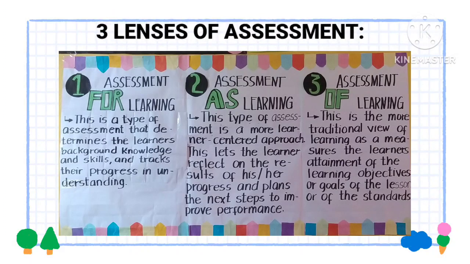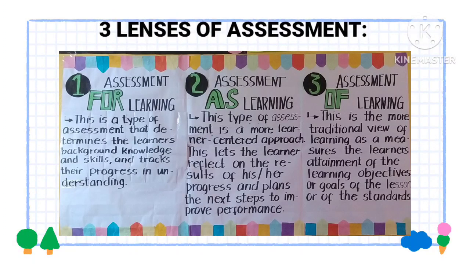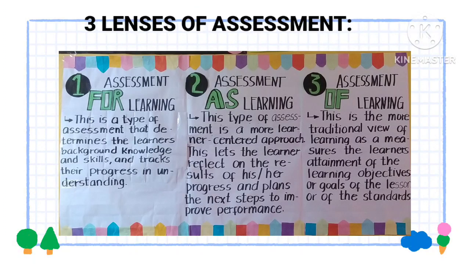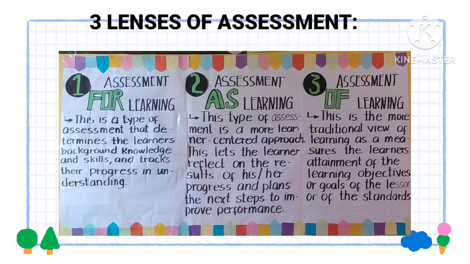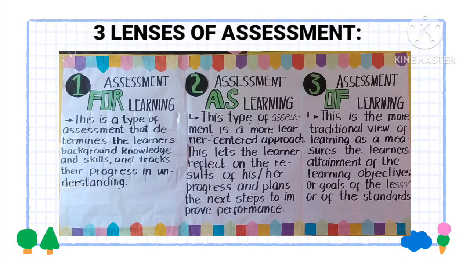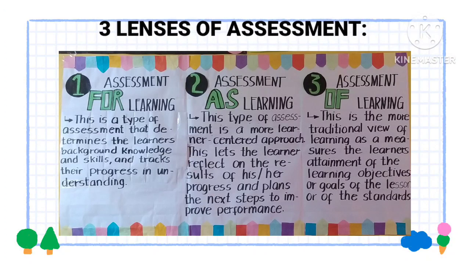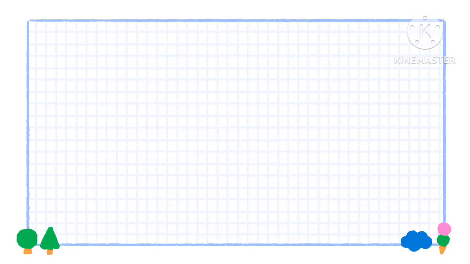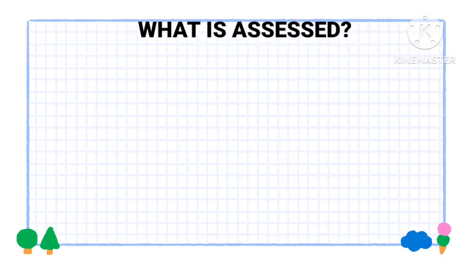Okay, those are three lenses in assessment in learning English. The first one is assessment for learning, next is assessment as learning, and the third and last one is assessment of learning. Next is what is assessed.